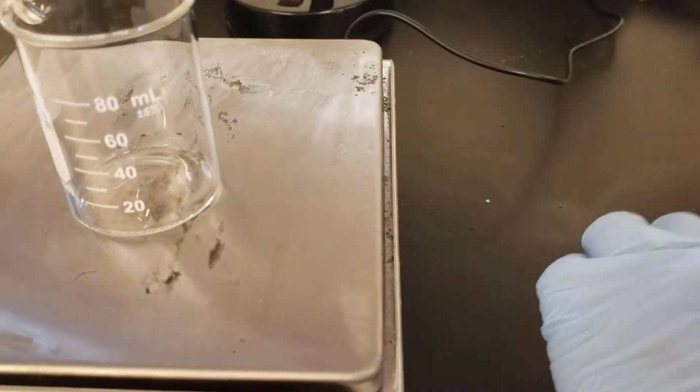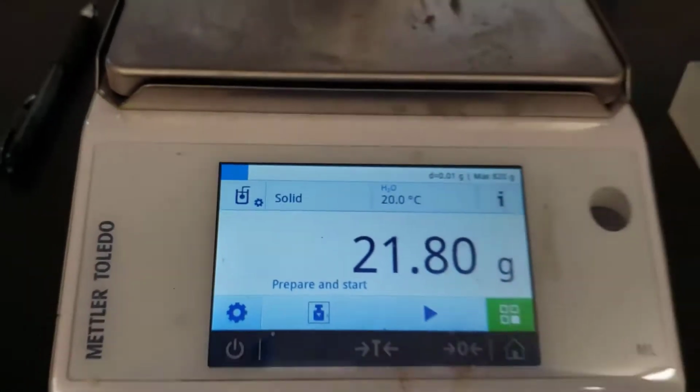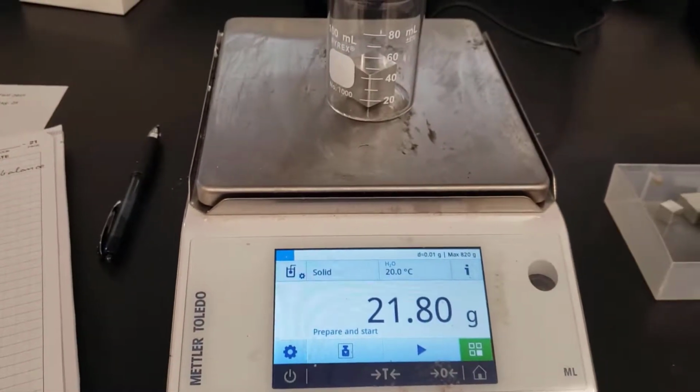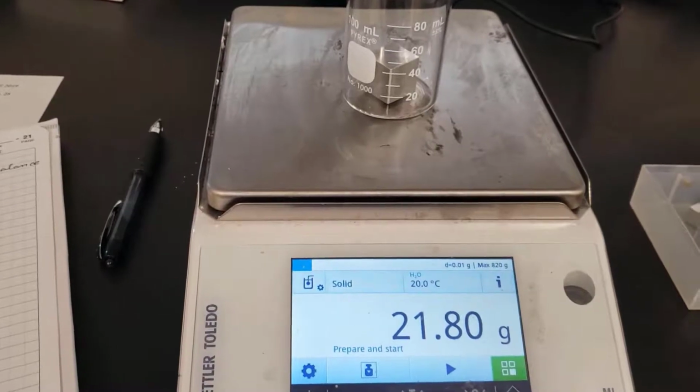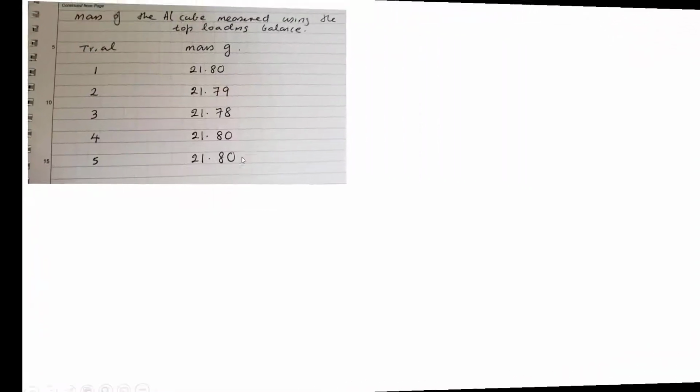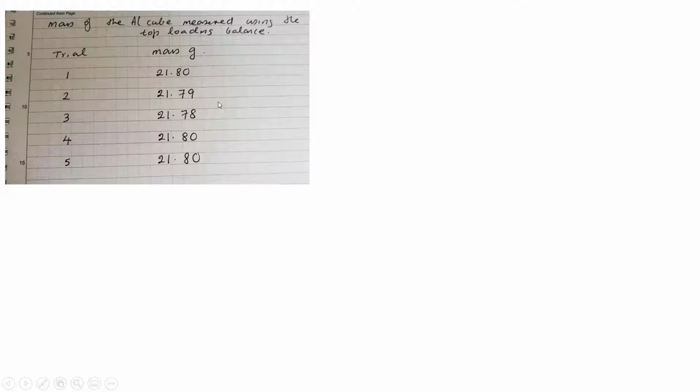Now I am placing the metal cube gently inside the beaker. The mass is 21.80 grams. I will repeat the process 4 more times, and I am recording the data in my lab notebook. These are the 5 replicate mass measurements I gathered for the aluminium cube using the top loading balance. As you see, they are slightly different from each other due to the uncertainties associated with the balance.